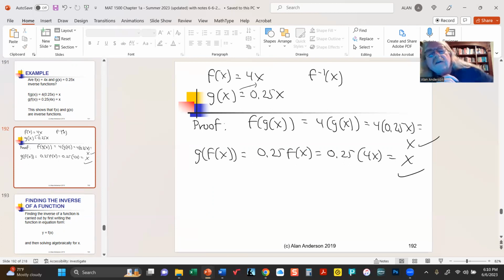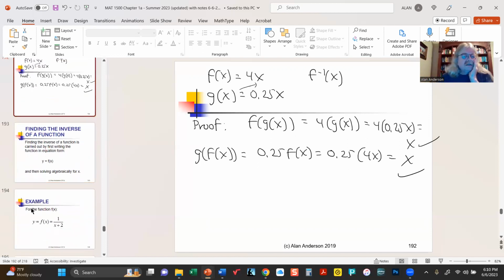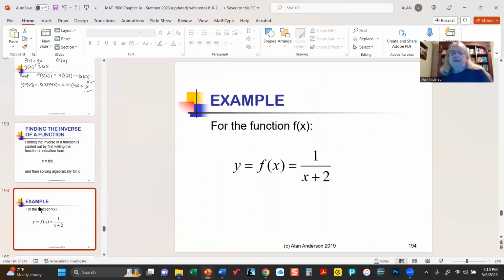Now the big question is how did we know that in the first place? In other words, imagine you're given the function f of x is 4x. How did you know that 1/4 of x is its inverse? Well, the technique is surprisingly simple. Here's one. Let's try this. First of all, write it as y. It'll be a little simpler this way instead of f of x. The strange part is that what you're going to do is reverse the y's and x's.